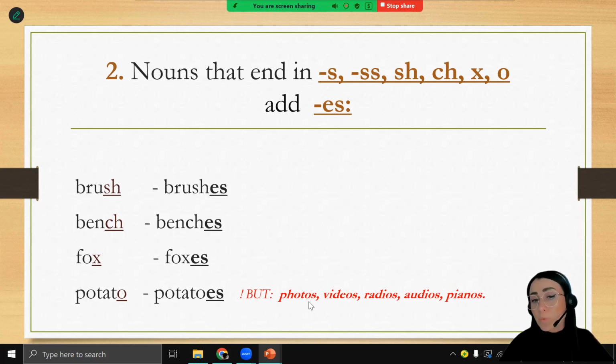For example, the words photos, videos, radios, audios, and pianos don't have the ending es. They have the ending s only. I think that happens because all these words were not English in the beginning. They were borrowed from other languages. And we should write them with the s ending only.